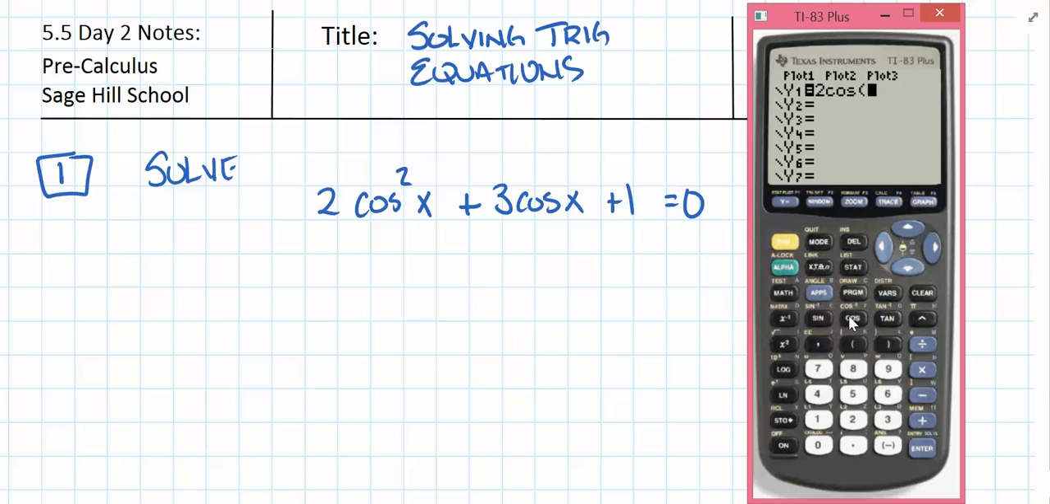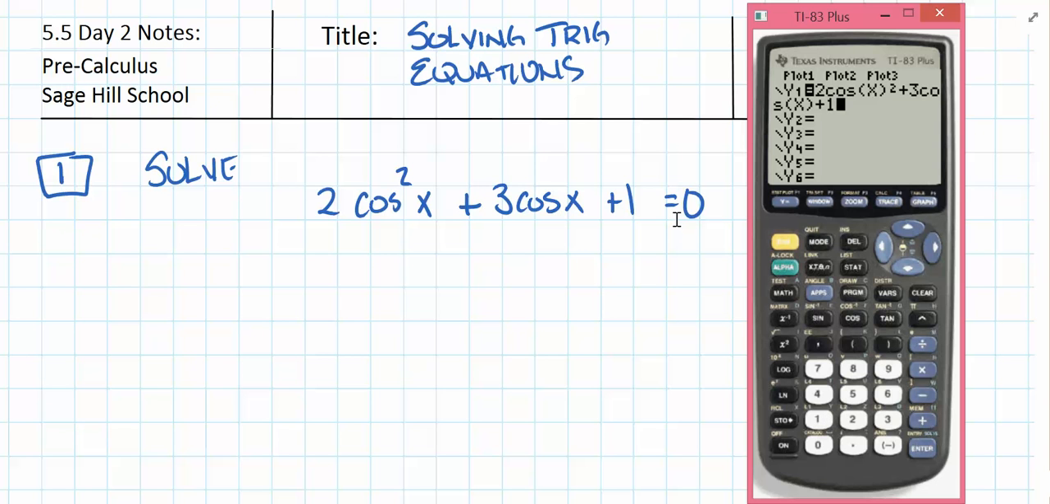So we have 2 cosine x, close parentheses, then squared. That's how you punch in a squared on this calculator. On the newer ones, you might actually be able to put the squared right where it looks like where you write it. Okay. Then I'm going to add 3 cosine x. All right. Then finally, I'm going to add 1. Now, that's the left-hand side of my equation.